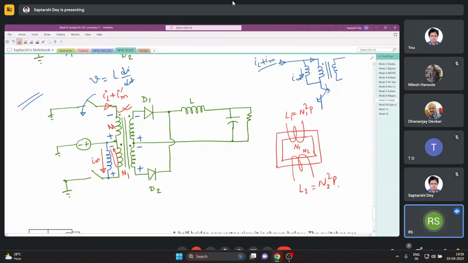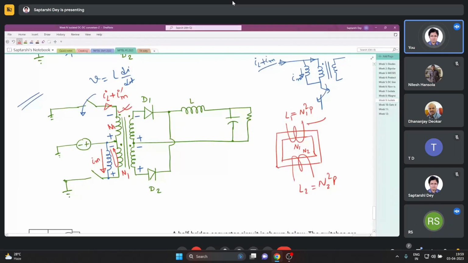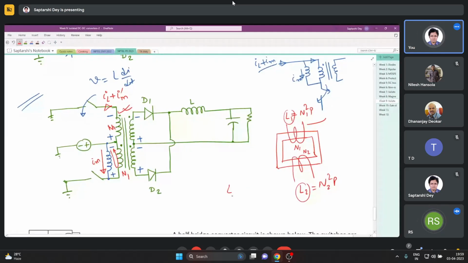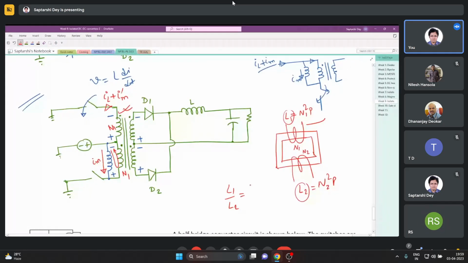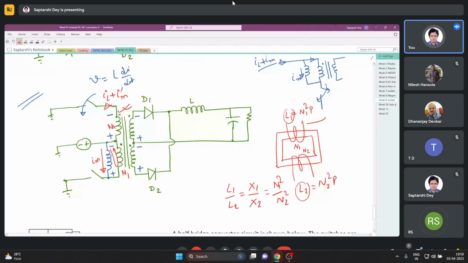So basically, if you are trying to draw the equivalent circuit of this transformer, you can draw the magnetizing inductance on the primary side, then it will be L1. You can draw it on the other side also, then it will be L2. And L1 by L2 is simply n1 squared by n2 squared, which you have already studied in transformers. So basically it's just from which side you are referring to.